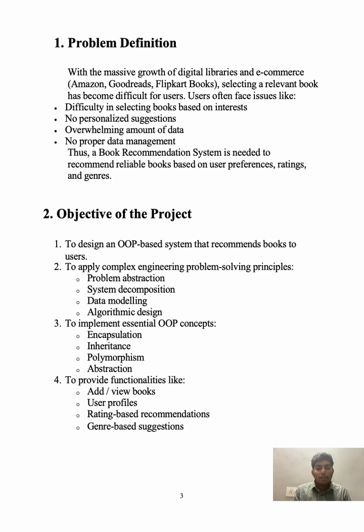Third one is to implement essential OOPS concepts such as encapsulation, inheritance, polymorphism, and abstraction. So, encapsulation means securing data using private attributes and public methods. Inheritance, sharing properties between classes. For example, different book types inherit from a base book class. Polymorphism, same method names performing different tasks like displaying books in multiple formats. Abstraction, hiding internal complexity and providing a clean interface to users.